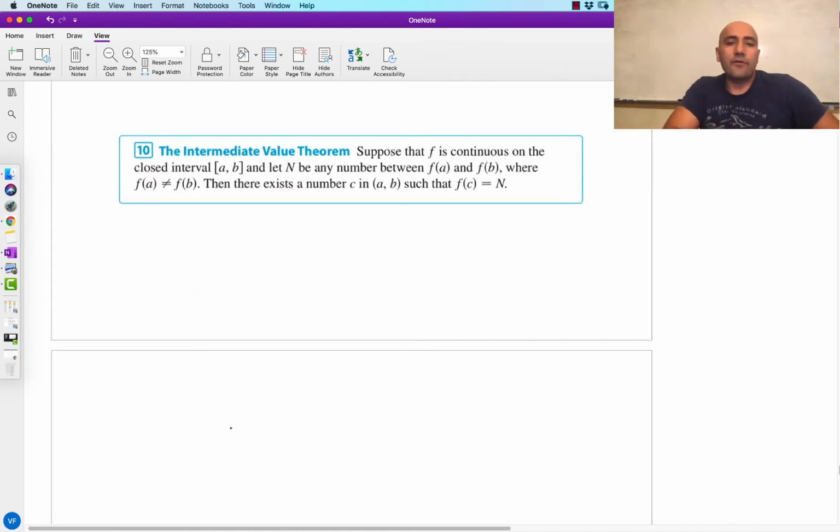All right, the intermediate value theorem. Suppose that f is continuous on a closed interval from a to b, and let n be any number between f of a and f of b, where f of a does not equal f of b. Then there exists a number c between a and b such that f of c equals capital N. Okay, what is this saying? So let's draw a picture that matches up with what this is saying.